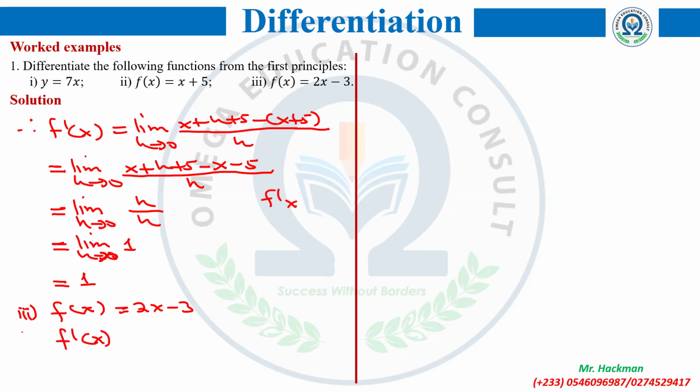Because you are quoting a formula, you can write that here, or you can ignore. But f prime of x will be equal to the limit as h approaches 0 of f of x plus h, minus f of x, all over h. Okay, so now this is what we have.